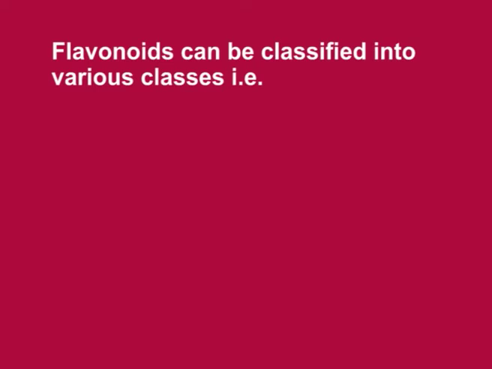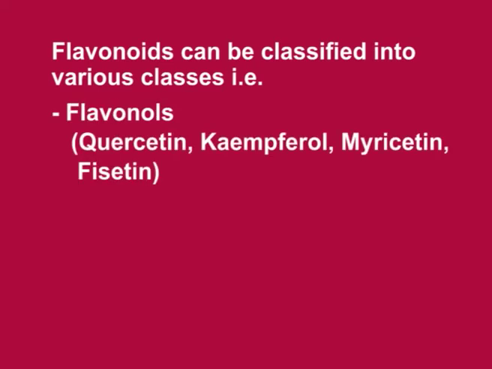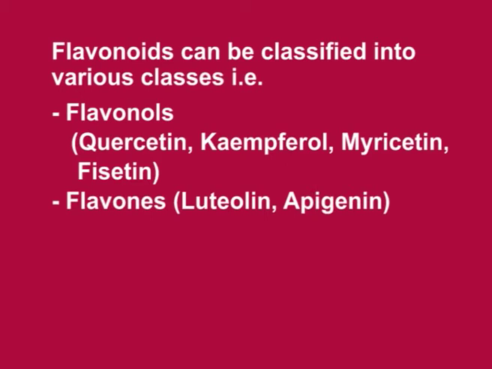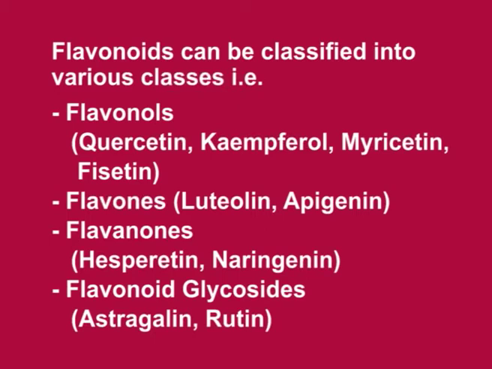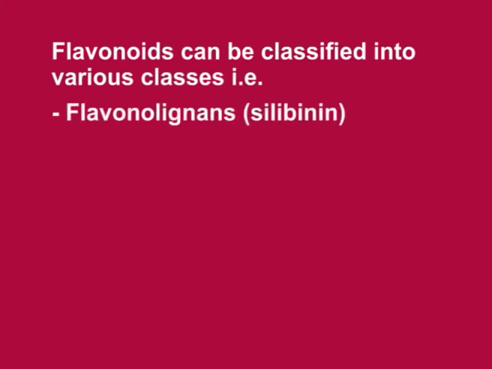Flavonoids can be classified into various classes like flavonols, the examples are quercetin, kaempferol, myricetin and fisetin. Next one is flavones, the examples are luteolin and apigenin. Next is flavanones, the examples are hesperidin and naringenin. Flavonoid glycosides are also there, the examples are astragalin and rutin. Flavonolignan, the example is silibinin.